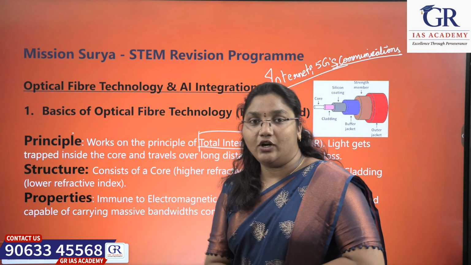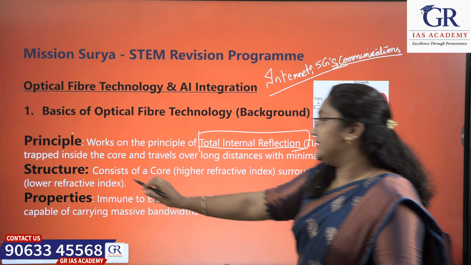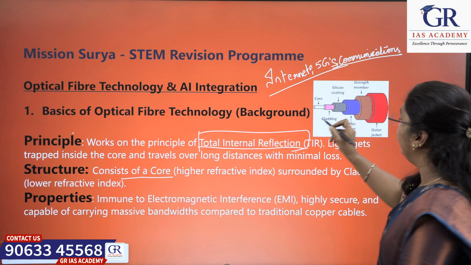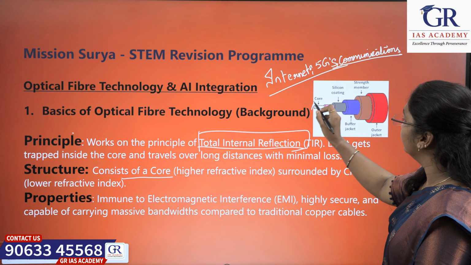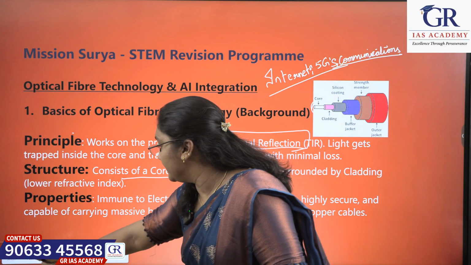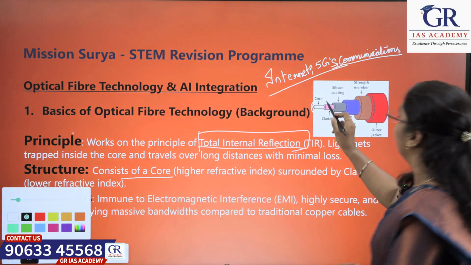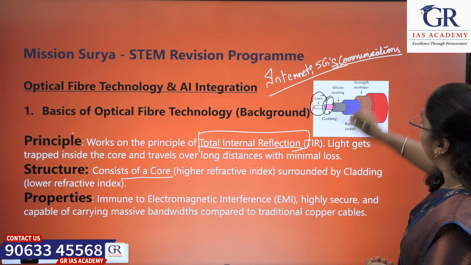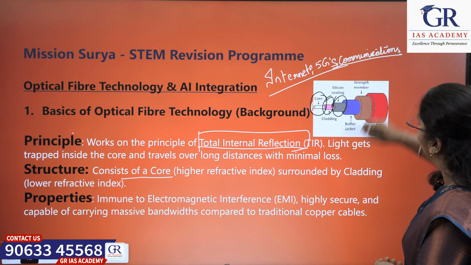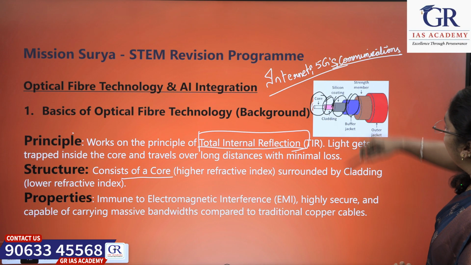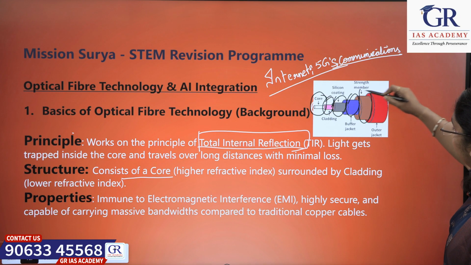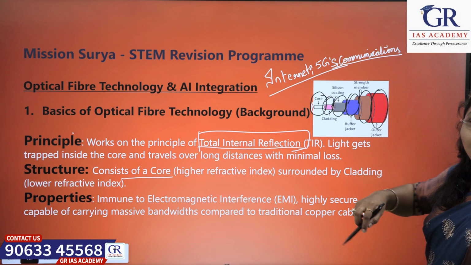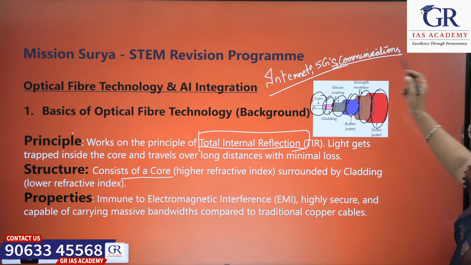Coming to the structure of the optical fiber, it consists of a core. You all can see it here, this is the core. Let me change the color. Okay, this is the core and this is the cladding part, this is the silicon coating and this is the buffer jacket. It has the strength membrane and outer jacket of an optical fiber wire.